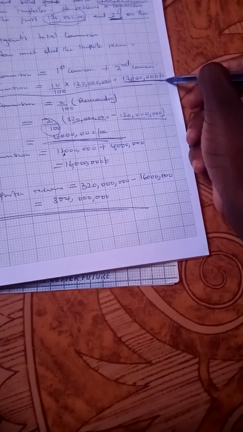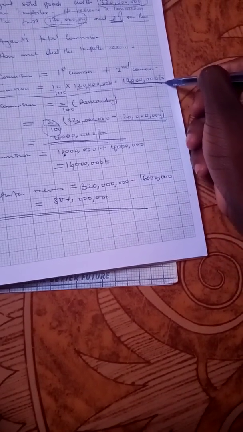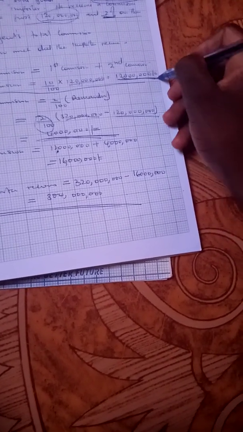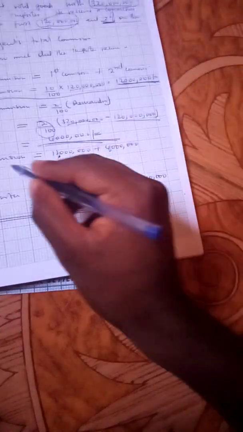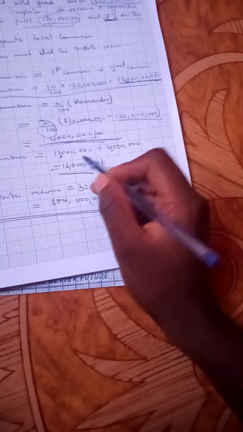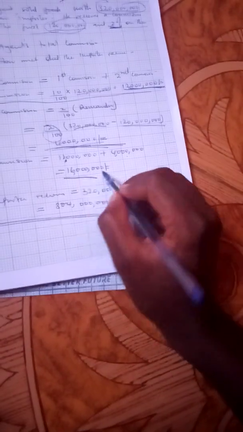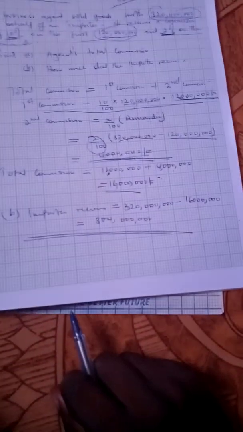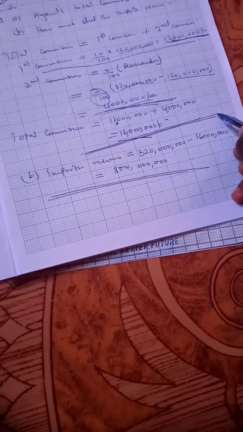So the total commission will be equal to the 12 million he earns on the first 120 million shillings worth of goods sold, and then the second commission, which is 4 million. When you add 12 plus 4 million it becomes 16 million. So the agent will earn a commission of 16 million. See that?